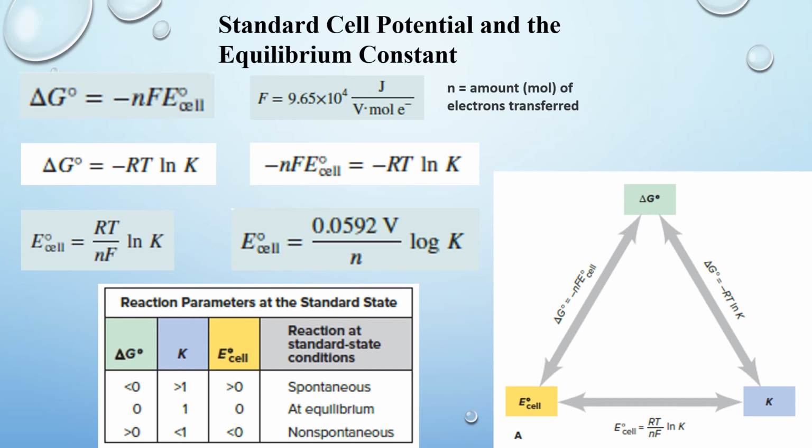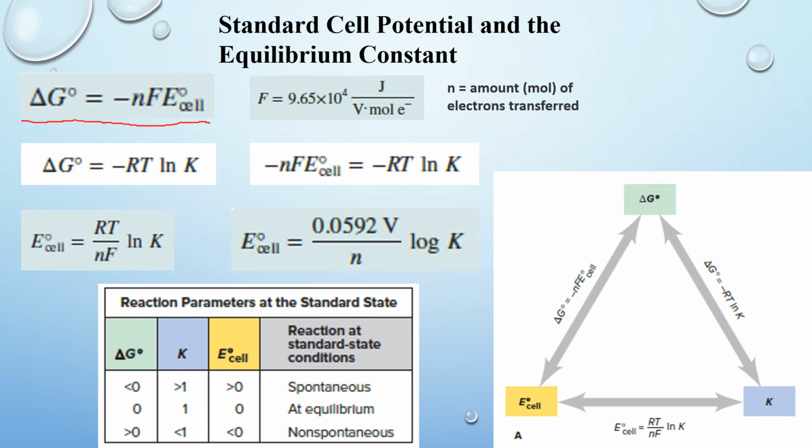The signs for delta G and the cell potential are opposite for a spontaneous reaction. For delta G, we want it to be negative, but for E cell, or the cell potential, we want it to be positive for a spontaneous process. We can relate the free energy with the cell potential using this equation: delta G equals negative nF times the cell potential.